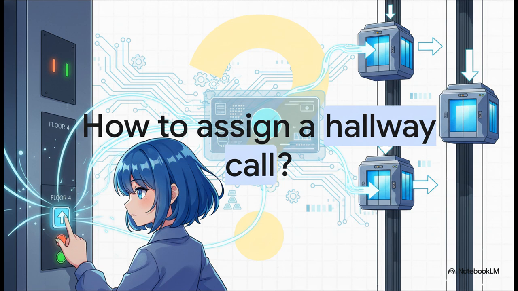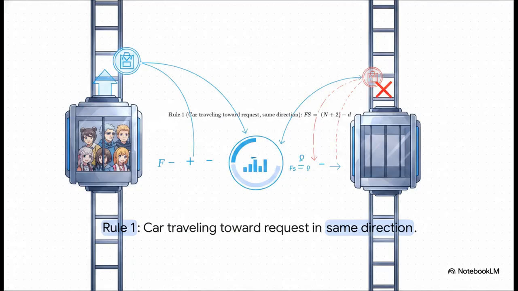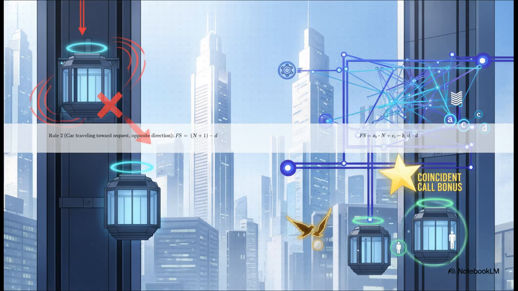Now, here is the ultimate multi-car coordination question you need to be ready for. When I press the up button on floor 4, how does the system actually calculate which of the 3 moving cars should be the one to pick me up? This brings us perfectly to the figure of suitability formula. The central dispatcher runs this mathematical check against every single active car in the shaft. Under Rule 1 of this formula, a car that is already traveling toward the request in the same direction instantly earns a much higher suitability score just based on its proximity. Conversely, Rule 2 heavily penalizes cars that are moving the wrong way.